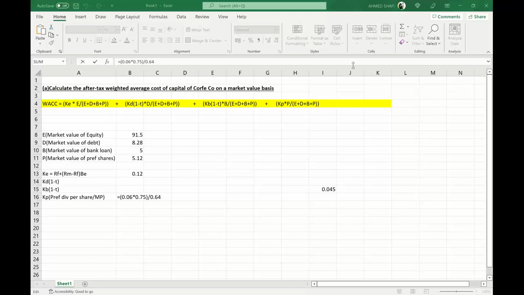Preference dividend per share over market price, that's the formula. So market price of preference share is given as 0.64. We take that in the denominator. And preference dividend per share is how much dividend we are paying. The percentage mentioned of preference dividend in the balance sheet is 6%. 6% of what? Always par value. So par value was 0.75. So 6% of par value 0.75 gave you preference dividend per share, and the market price was 0.64. This gave you KP.